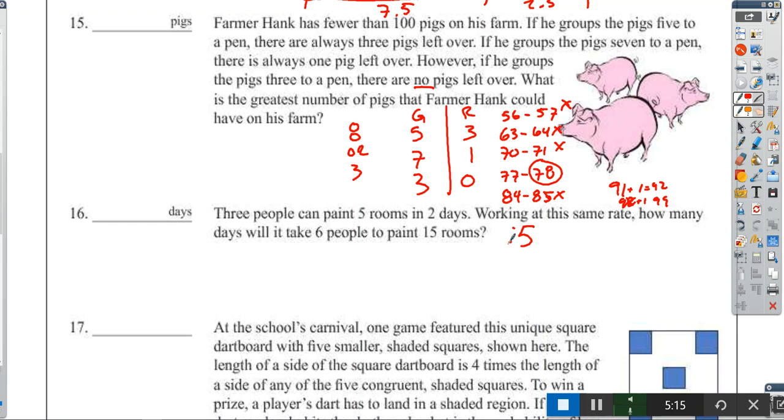Actually, let's start off a little bit different. So we have people, we have rooms, and we have days. We have 3 people, 5 rooms, 2 days. And I need to convert that to 6 people, 15 rooms, and I need to know this number of days.